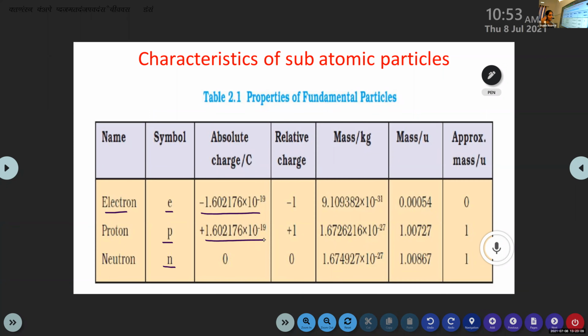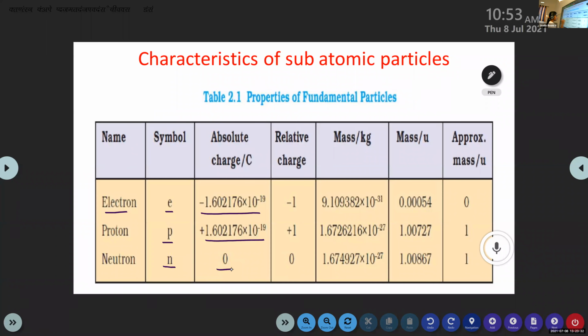In the case of all other elements, it will be the multiples of these values. If 2 protons are there, 2 into this number. If 3 protons are there, 3 into this number. Like that. That's the third property of the canal rays. Clear? Then here its charge is 0 because it is neutral, right?